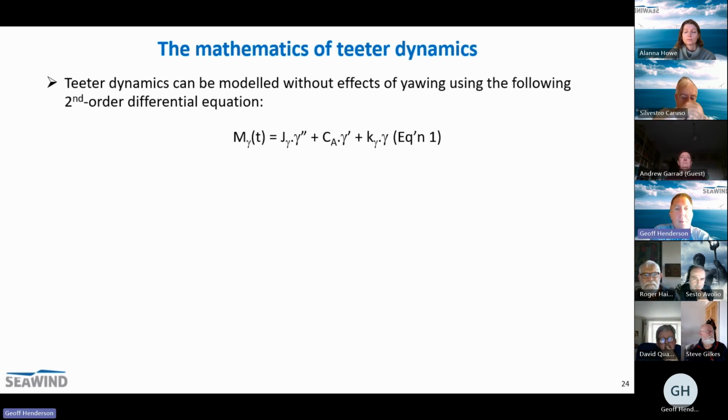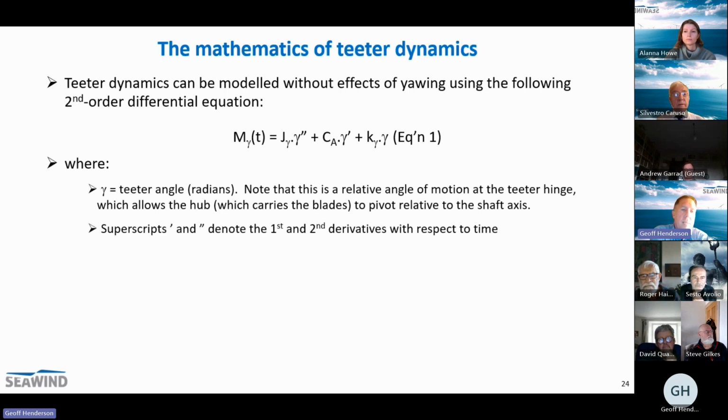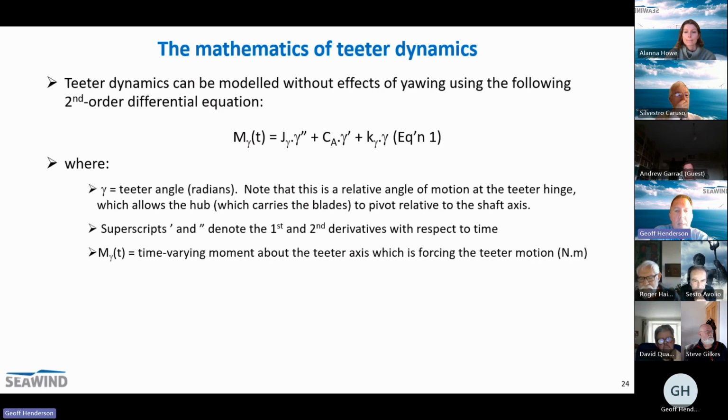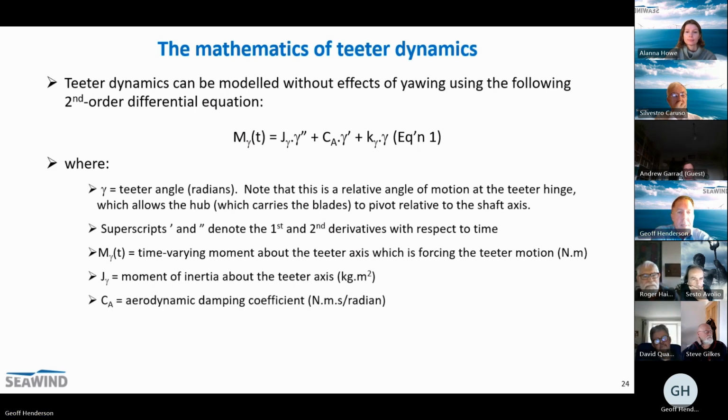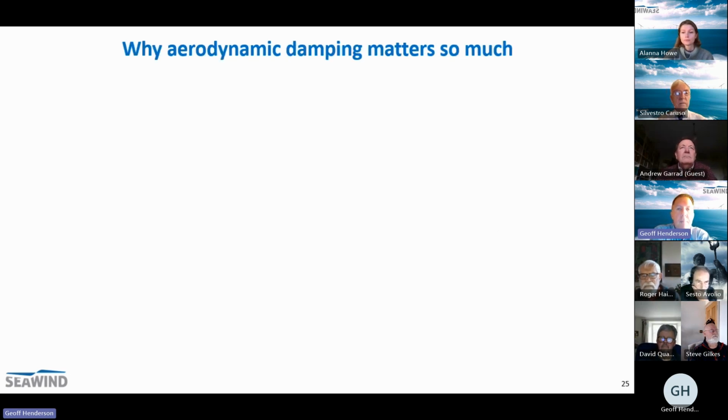So here's the second order differential equation for teetering. You've got a forcing moment for teetering, and gamma is the abbreviation for teeter angle, with subscripts dash and double dash denoting derivatives with respect to time, J the inertia, Ca the aerodynamic damping coefficient, and K gamma the teeter stiffness, which with a simple teetering turbine, no pitch teeter coupling due to a delta 3 hinge or otherwise, means that centrifugal stiffness is the only significant stiffness term, so K gamma equals Kc.